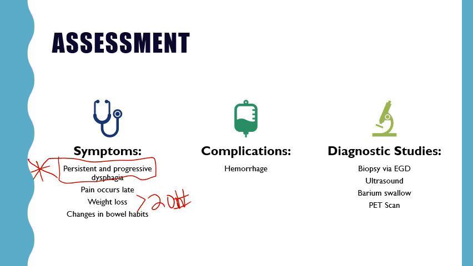Some diagnostic studies we're going to do. We're going to do a biopsy via an EGD. That EGD is the esophagogastroduodenoscopy. It's the scope through the mouth, like the bronchoscopy, etc., except they go through the top to see the stomach. We can also do an ultrasound. They like to do barium swallows with the cancer, and of course PET scans, because if a patient has cancer cells and they get a PET scan, those will light up significantly and show where it's located. Maybe not what kind, but at least where it's located and how much there is.